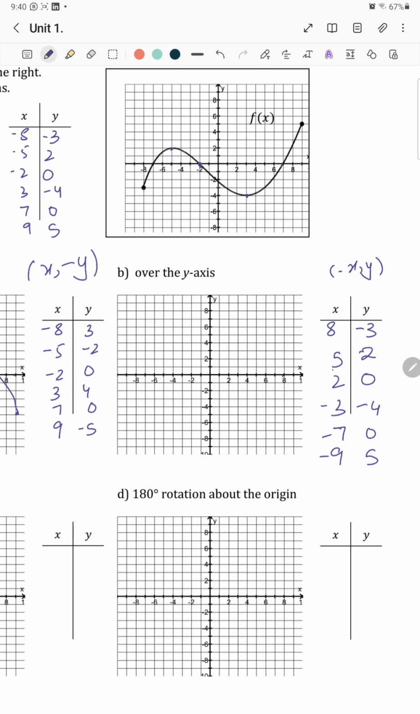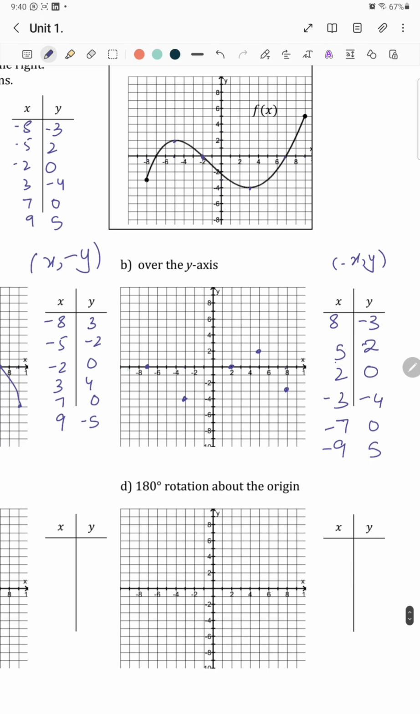8, -3, 5, 2, 2, 0, -3, -4, -7, 0, -9, 5.